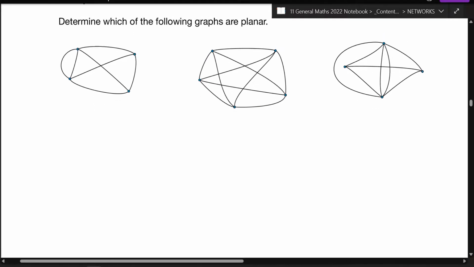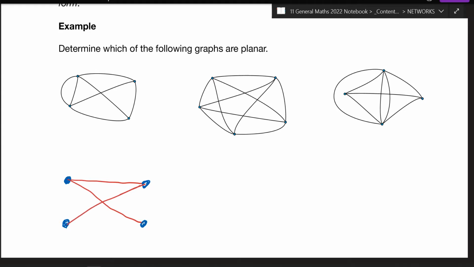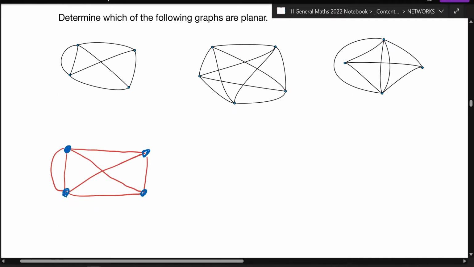So let me redraw it for you guys. So you tell me, why is the first one planar? Let me draw the connection. So you got that, there. You got a loop. Okay, so why is the first one planar? What can you do to it? You only have to move one of the middle ones. Good. You've only got to move one of the middle ones.